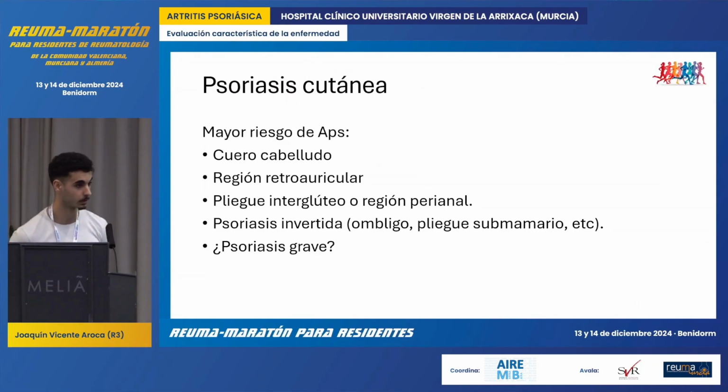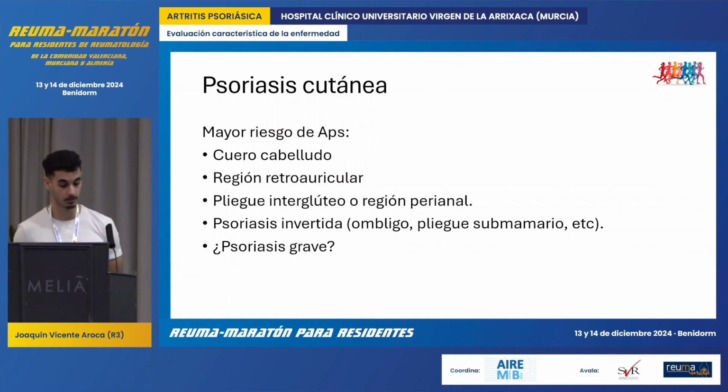As for cutaneous psoriasis, we're all familiar with the typical psoriasis lesions. But since I'm covering the rheumatologist perspective, which is what matters most to us, psoriatic arthropathy, we're going to talk about those types that are associated with or carry a higher risk of developing psoriatic arthropathy. These include those on the scalp, the retroauricular region, the intergluteal fold or perianal area, inverse psoriasis, which appears in the navel, skin folds, and under the breasts.